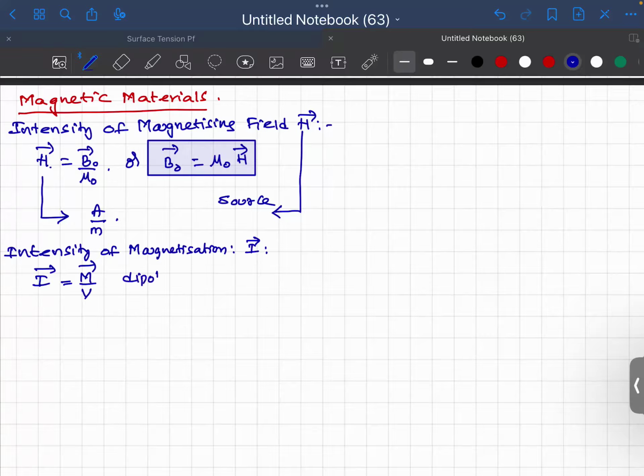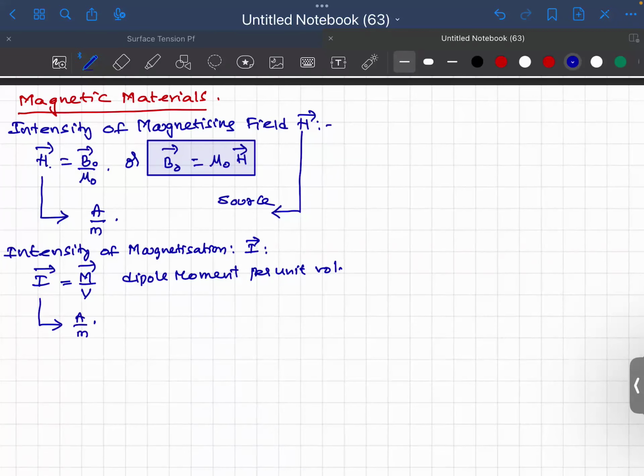Dipole moment per unit volume. See, both have the same units. What is the units of intensity of magnetization? Again, it is ampere per meter, because dipole moment will have magnitude ampere meter square, whereas intensity of magnetization will have units ampere meter square per meter cube. So it is ampere per meter.